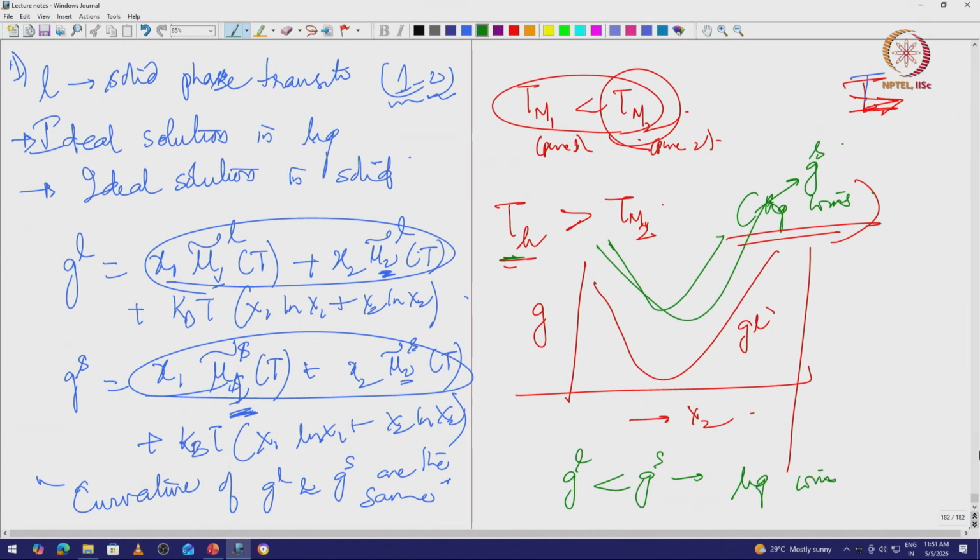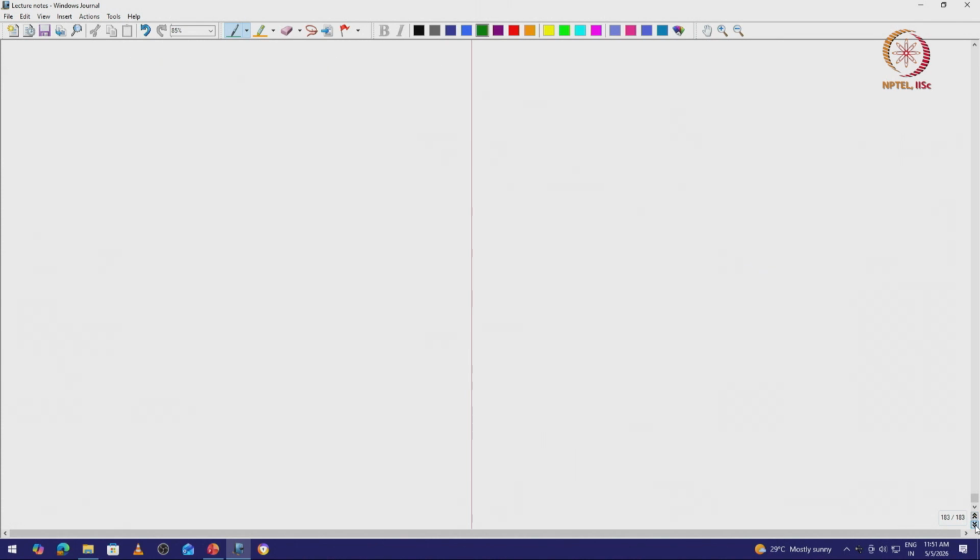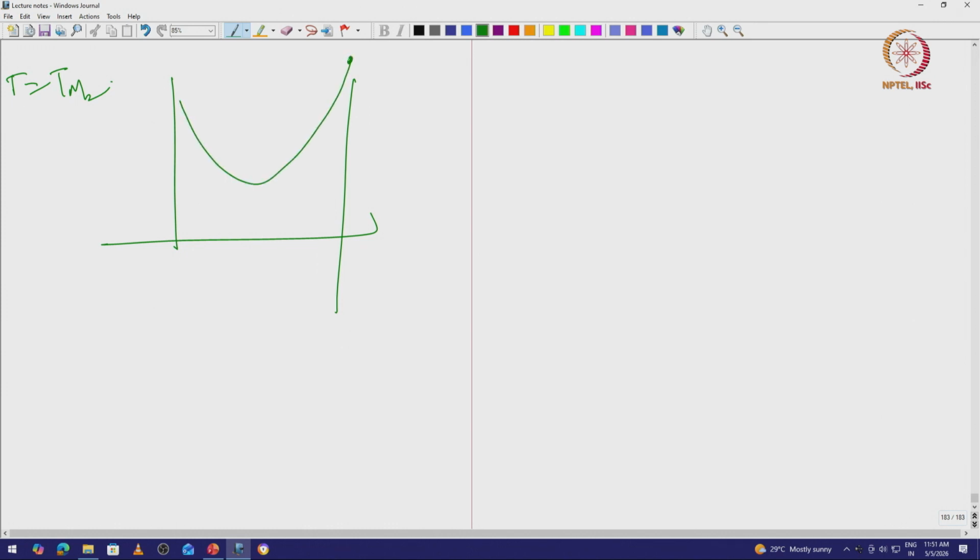Okay. Now, I am going to change the temperature. Now, temperature is equal to TM2, right. At temperature equal to TM2, I have a solid which goes and hits here, and then I have a liquid, mostly liquid is stable, right. So, at all the temperatures, at all the compositions, except here, the stability becomes equal, right.